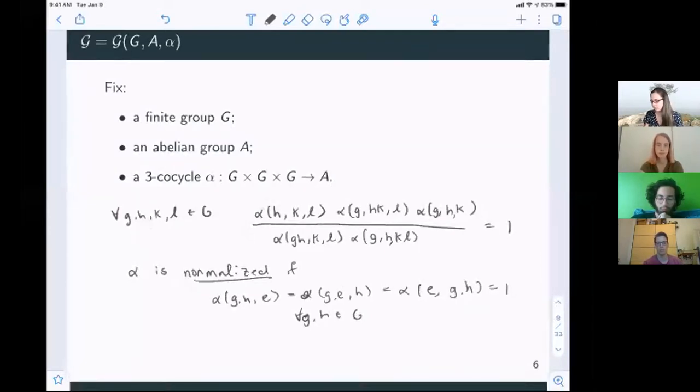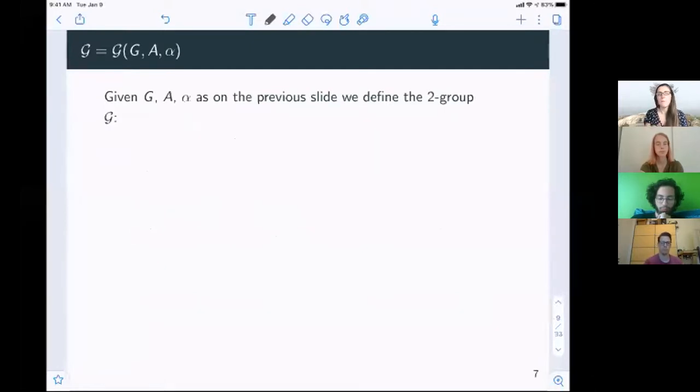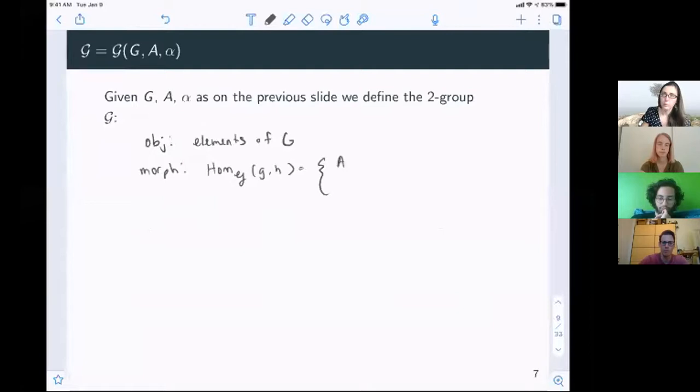Okay, so given that data that we just started with, we can define this two group curly G, where the objects are the elements of our group G. And the morphisms, so hom of g, h, will be equal to our abelian group A if g is equal to h, and we'll have no morphisms if g is not equal to h. So what this means in particular is that we have a skeletal two group, meaning that the isomorphism classes are just the singletons. So when we talk about weak inverses now, that means that when I look at X tensor Y, if Y is a weak inverse for X, it's not just isomorphic to one. As objects, they're actually equal to one. But there may still be an interesting morphism that's witnessing the fact that X tensor Y is isomorphic to one.